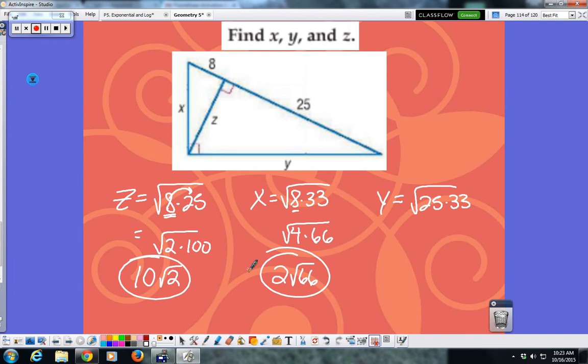And the last one, I think this one's already split right. There's no perfect roots located in 33. That's simply 3 times 11. There's not a 4, there's not a 9, there's not a 16, 25. None of those numbers are located in here. But I do know the square root of this. So let's leave that as 5 root 33. There's all your side lengths.